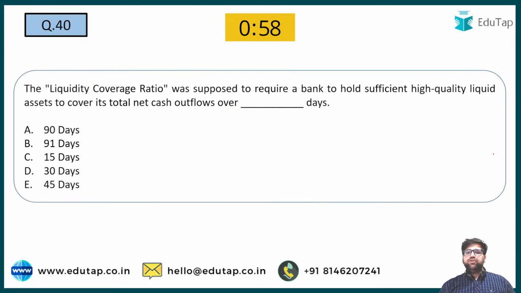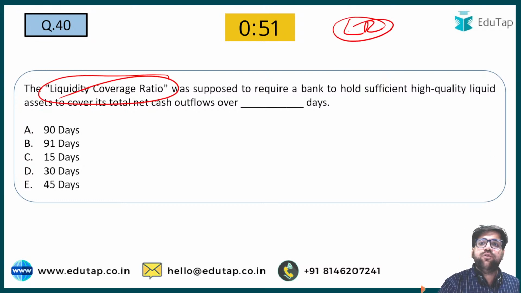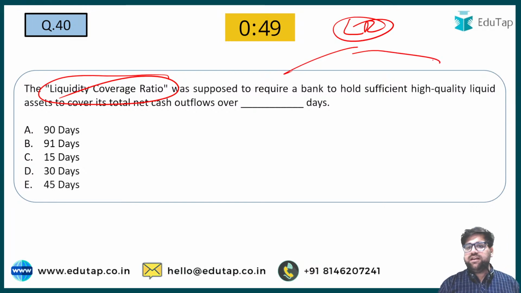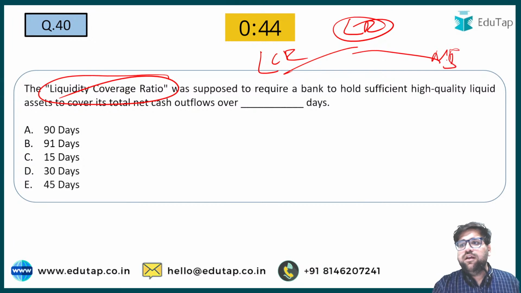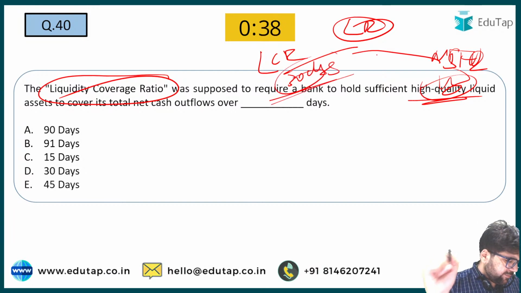Liquidity coverage was supposed to require a bank to hold sufficient liquidity. Again, just mentioned about liquidity coverage. Liquidity ratio can be of two types. We have covered this in Basel right now. LCR, and you have your NSFR. NSFR is for 1 year. Please remember this. But for LCR, you have to maintain liquidity for 30 days.